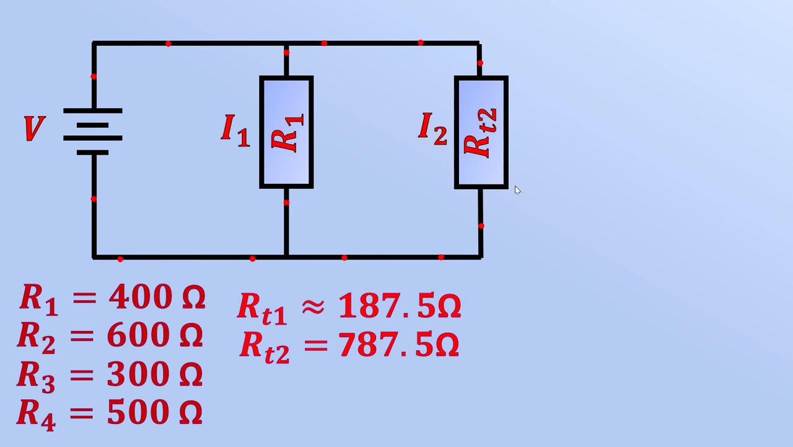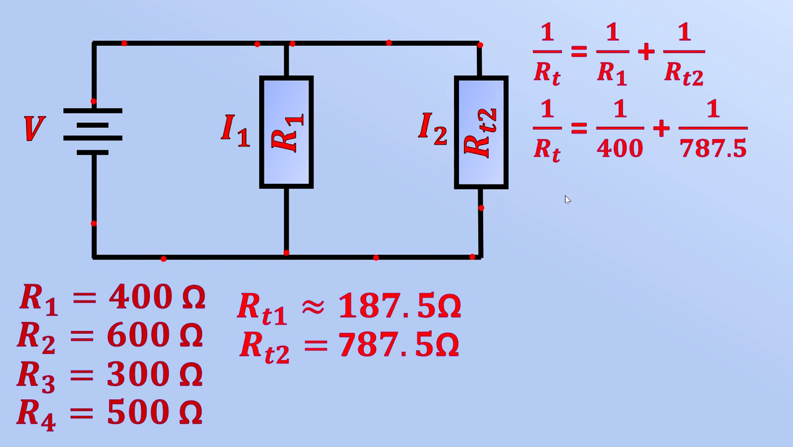Now we're going to use the formula for parallel resistors again, since these two are in parallel. So I've got 1 over R1 plus 1 over my RT2. Then I put that in my calculator to solve. We end up with approximately 265 ohms of resistance.